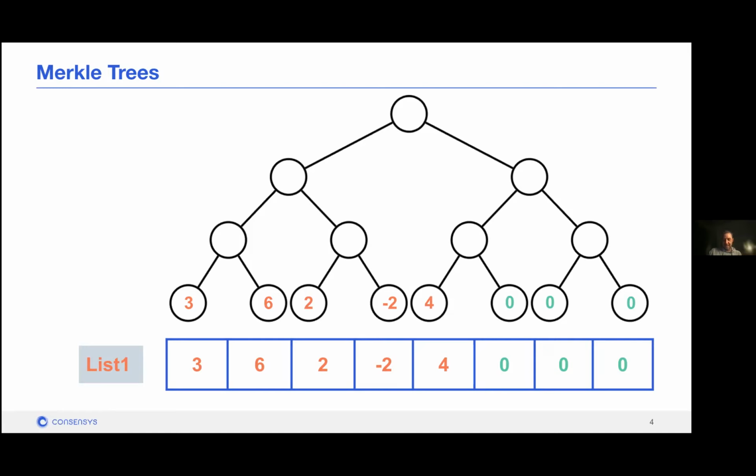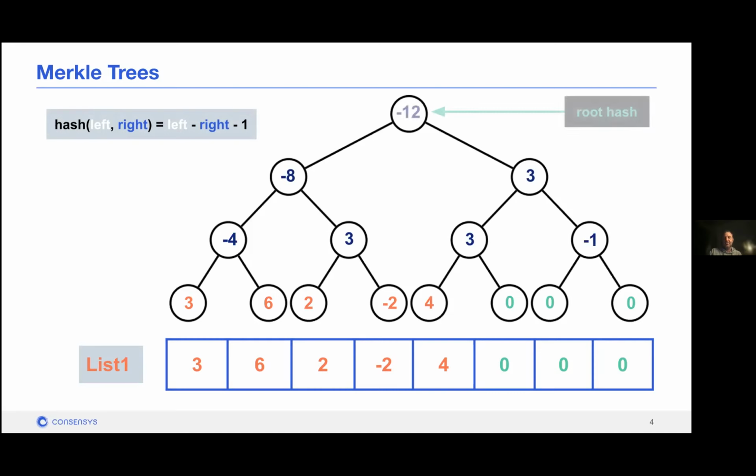And then we synthesize a number. I'm going to use, in this case, a simple function combining two children of a node, which is left node minus right node minus 1. So we synthesize a value at the root, and it's called the root hash. And in the actual Merkle trees in the Ethereum network, we don't use a simple function like the hash that I have on the left-hand side, but we use real hash functions.